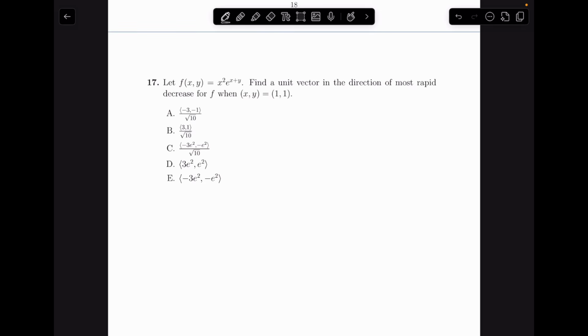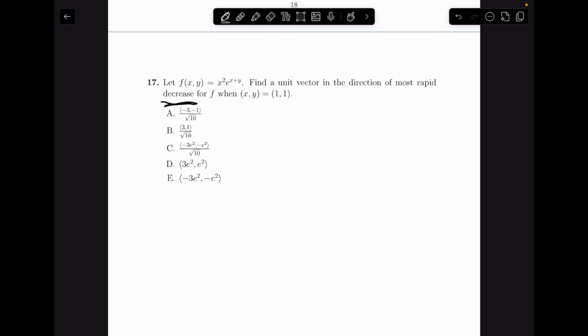Question 17, let f of x, y equals x squared times e to the power of x plus y. Find a unit vector in the direction of most rapid decrease for f when x, y equals 1, 1. Okay, so we see decrease. I think that's a key word. Don't forget decrease, because I pretty much guarantee you that they're going to have some negation as a correct answer or possible answer as well.